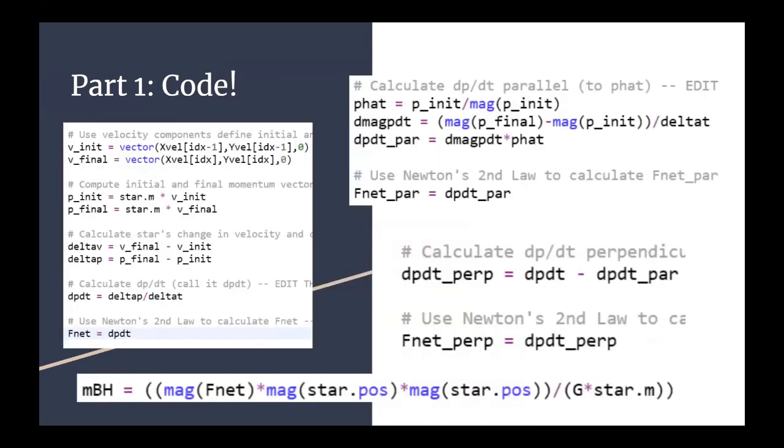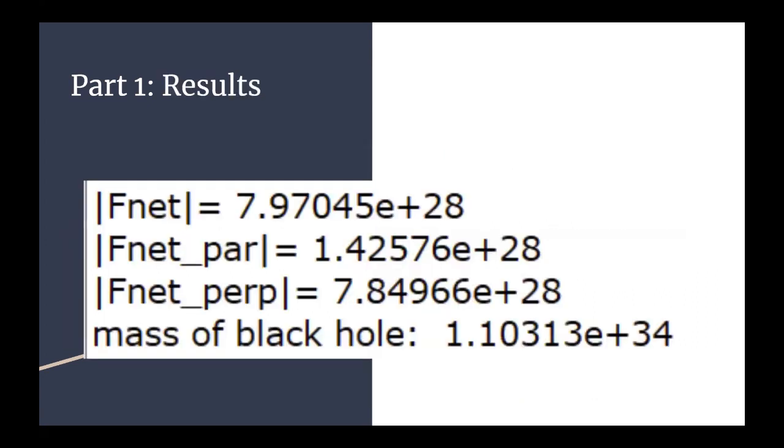So a little bit of code. On the left here, you see this block of code. We are just calculating the net force on our little star due to the black hole. And then on the right, you can see we're calculating our parallel force as well as our perpendicular force. And then at the bottom here, we are using our F net to calculate the mass of the black hole. Pretty simple stuff.